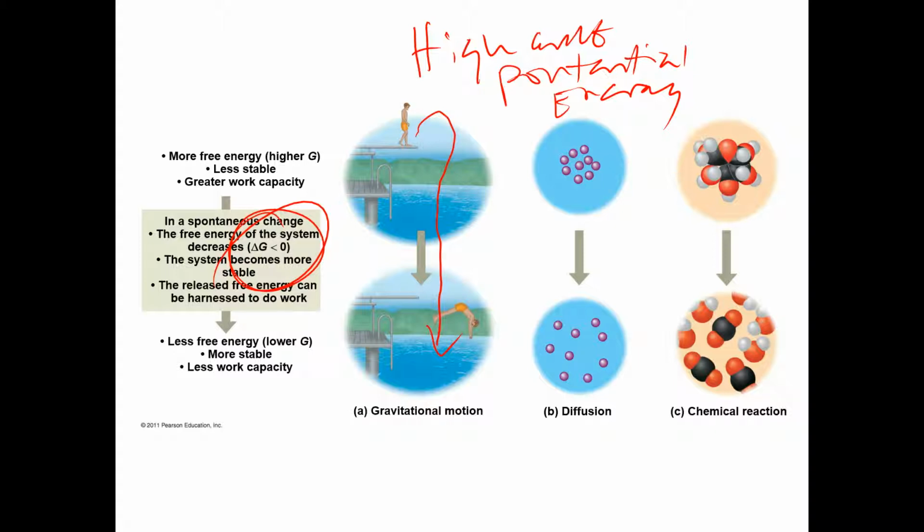Here you also have, for instance, little bitty molecules, particles, bumping into one another, and as they bump into one another, they're going to diffuse. So you're going from something ordered to something less ordered, from low entropy to higher entropy.